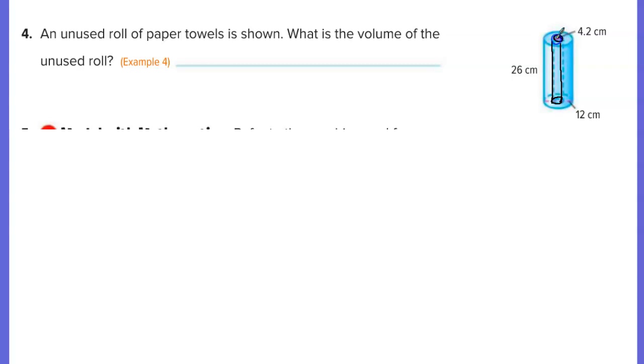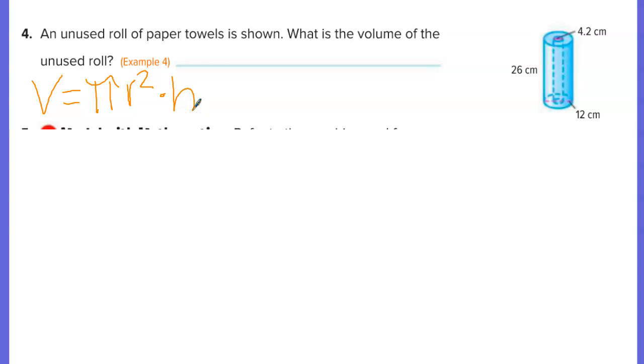So that one that I outlined in black, the hole, is a cylinder. And then the paper towel roll itself is also a cylinder. So we have to figure out the 2 volumes of the 2 different cylinders, and then we're going to subtract the smaller one from the bigger one so that we take out the hole that is missing. So let's just get started. So we know that the volume of a cylinder is pi r squared times the height of the cylinder.